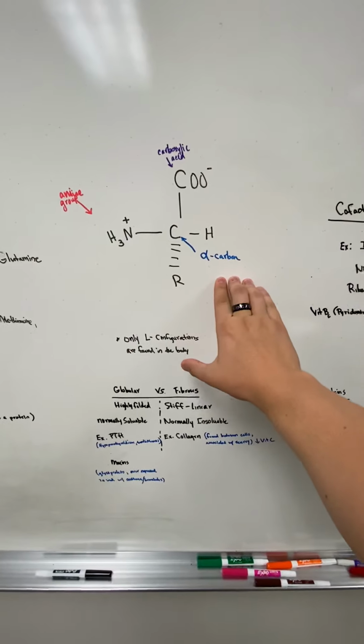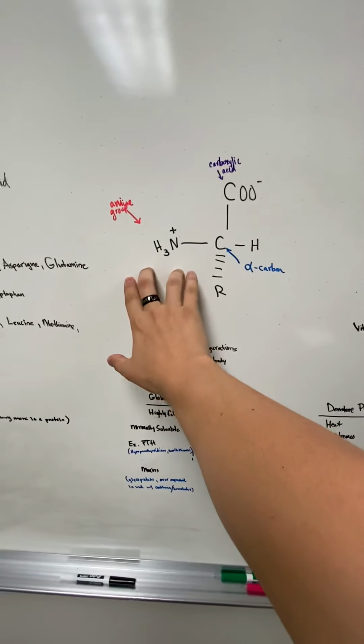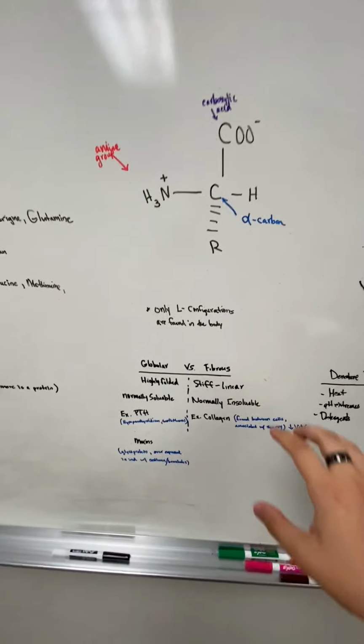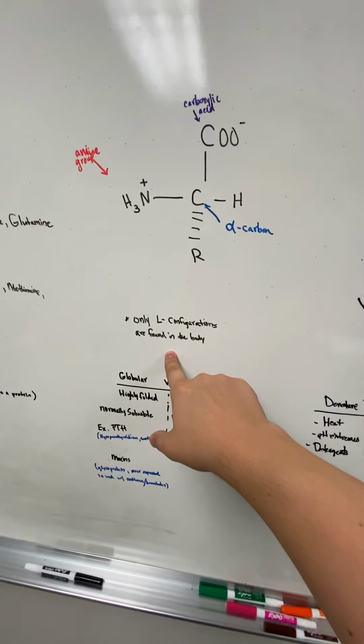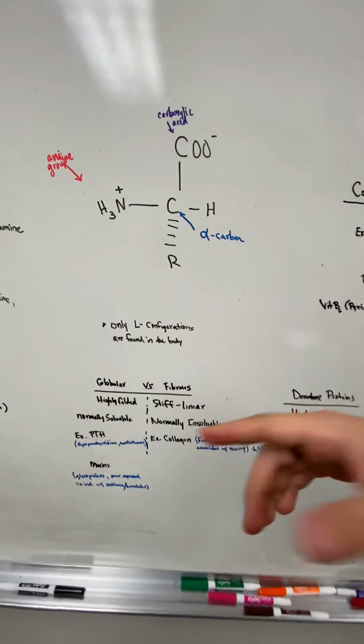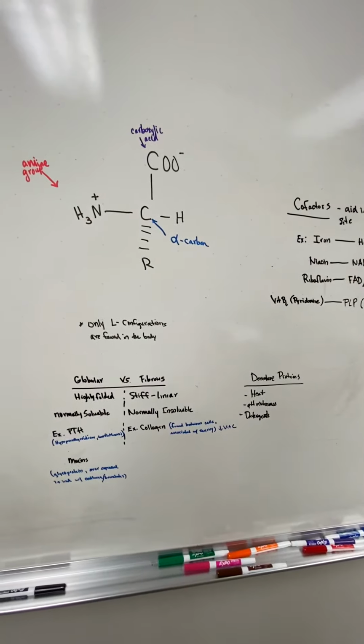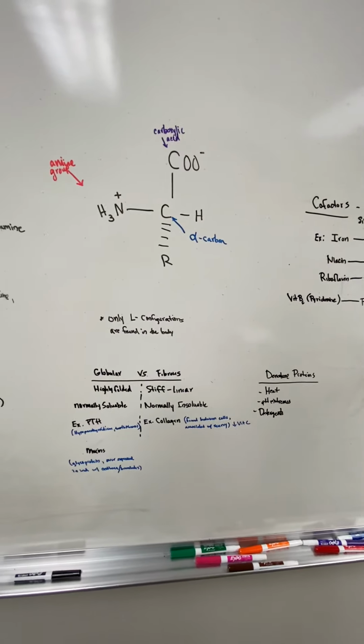Here's the alpha carbon, carboxylic acid, and amine group. Pretty simple. Only L configurations are found in the body, so if you ever see a D configuration, it's not in the body. So I wouldn't really worry about that a whole lot.